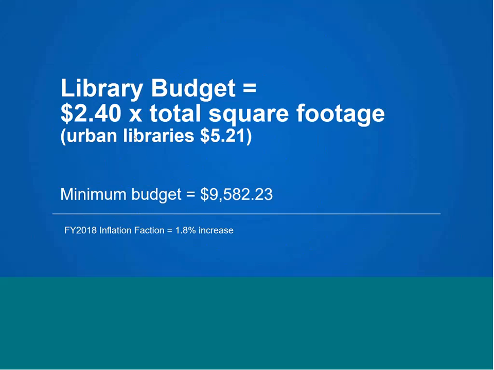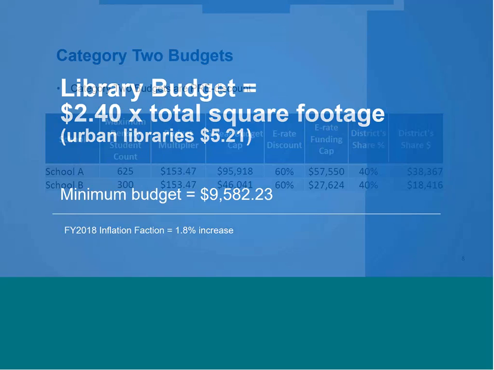And there's a minimum budget that started at $9,200 and that's increased for inflation, and it's now $9,582.23. So this is a good starting point. If you are wondering how much money is in your Category 2 budget, this is a good place to start, is to calculate your full budget and see how much you had.